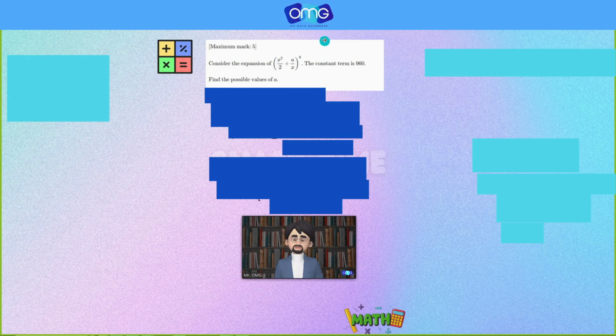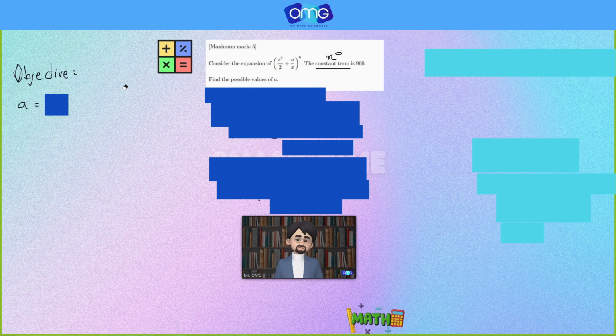Binomial expansion questions. Consider this expansion to the power of 6, and the constant term is 960. So what is the constant term? The constant term is when x is to the power of 0. Find the possible values of a. So the objective is to find the value of a.